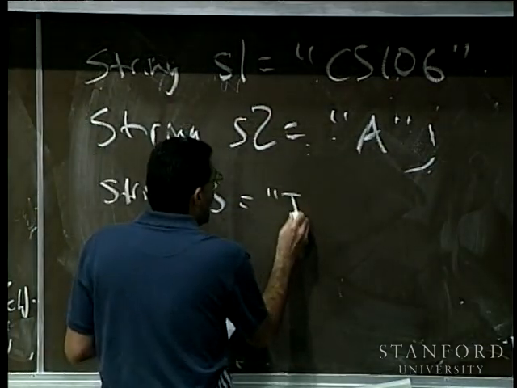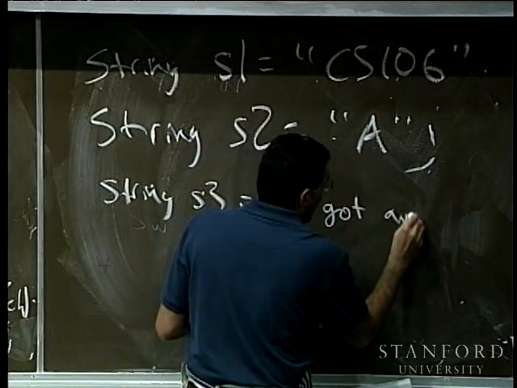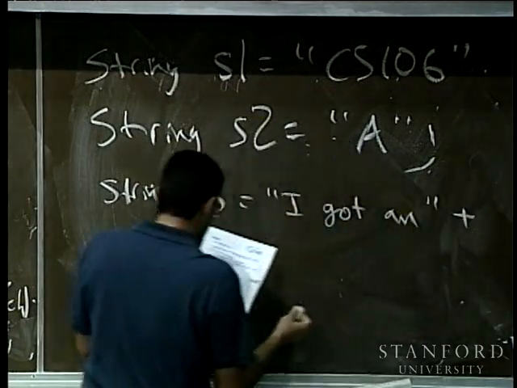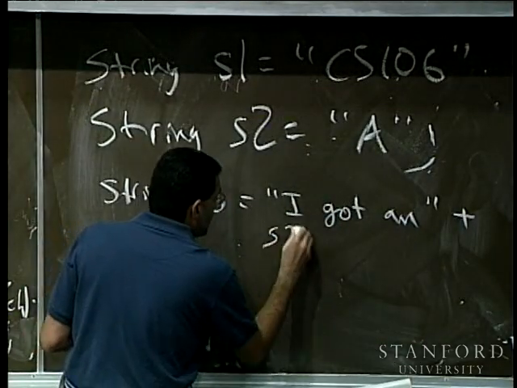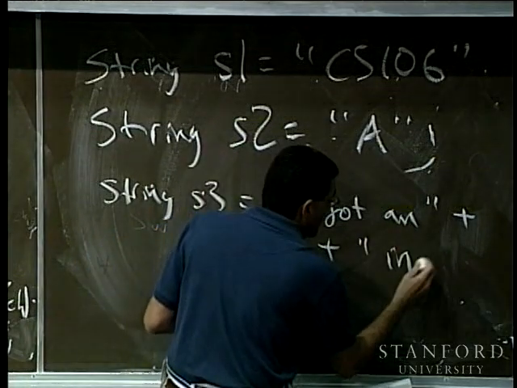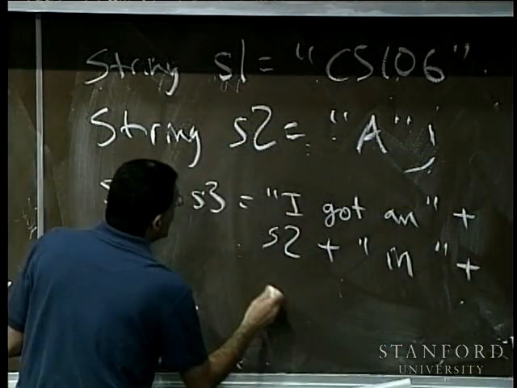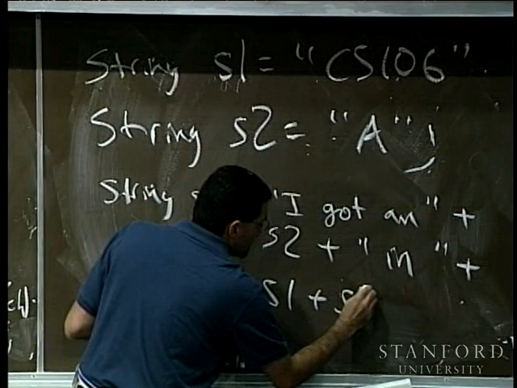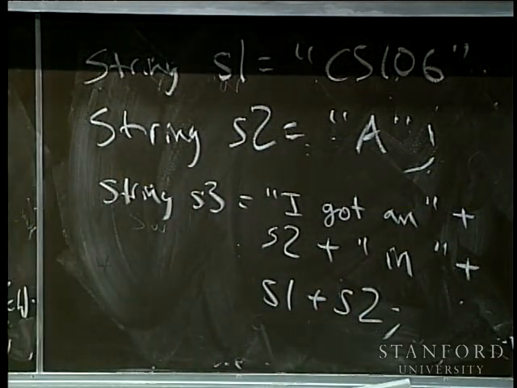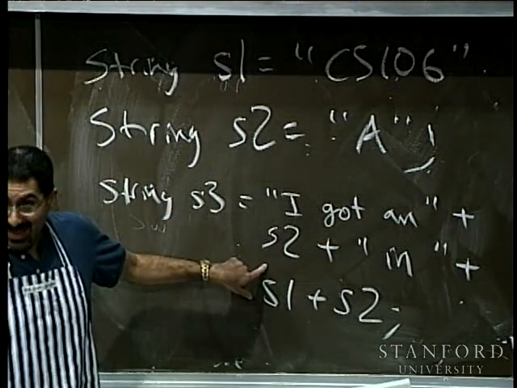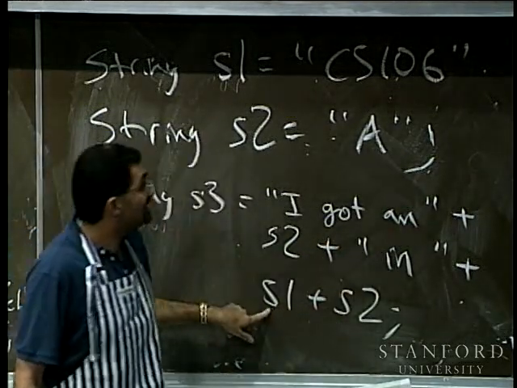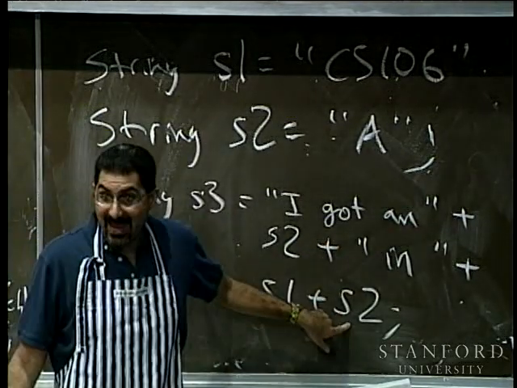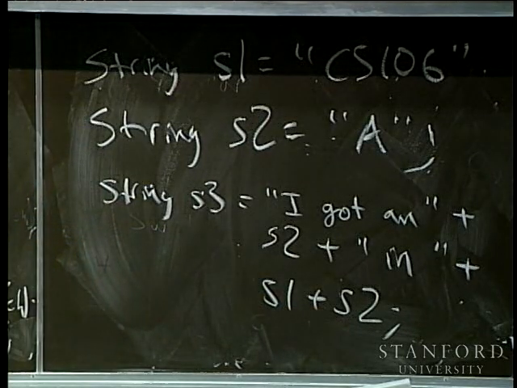So I can say, "I got an" plus string 2 plus " in " plus string 1 plus string 2. What is that going to give me? I got an A in CS106 A, and it just concatenates them all together.